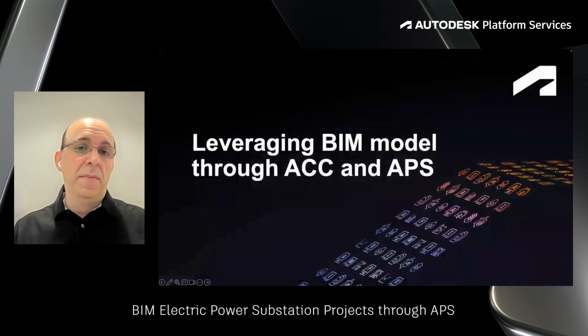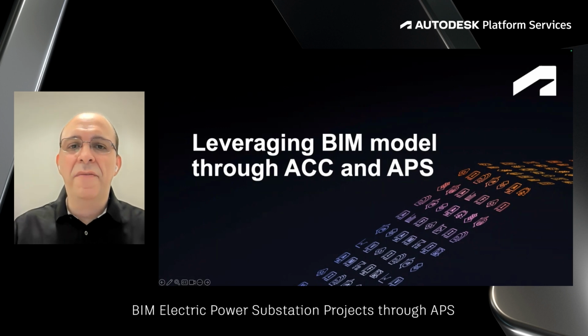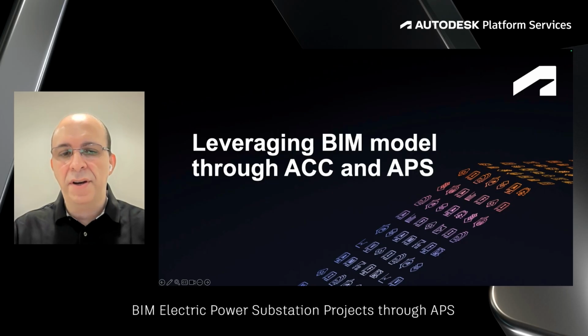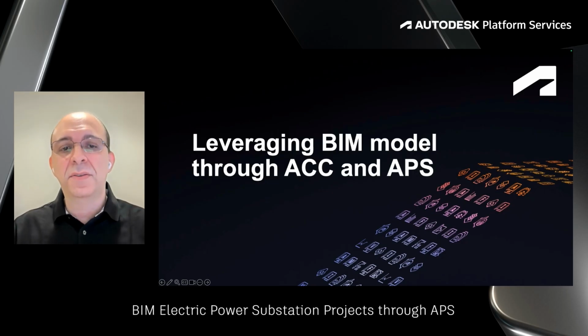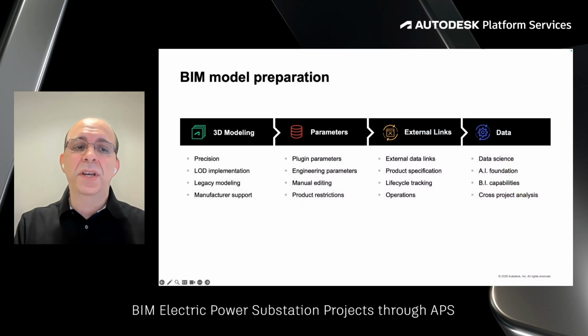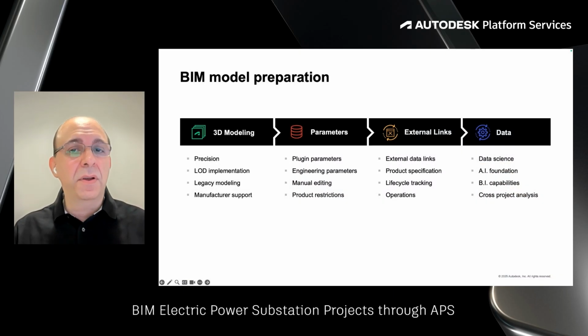So we talked about how to do that in Revit using this plugin, but how can we leverage that? How can we use ACC, Autodesk Construction Cloud, and APS to leverage that? Let's have some aspects that we need to take into account. Again, 3D modeling is the first step. So we need to model those elements, those equipments, those cables with a geometric precision, so we have accuracy in how they interact in the 3D environment.